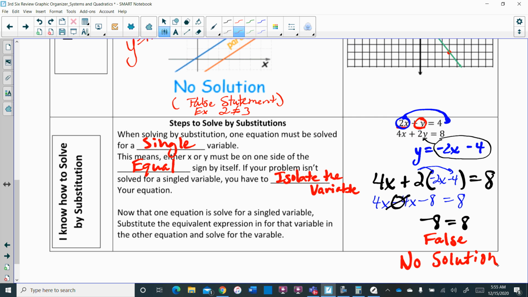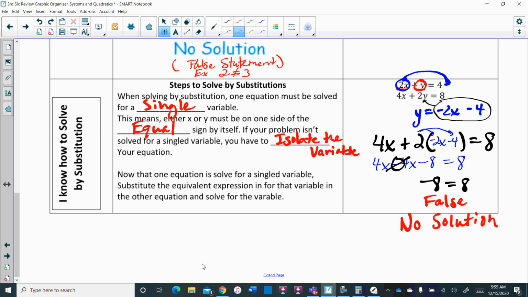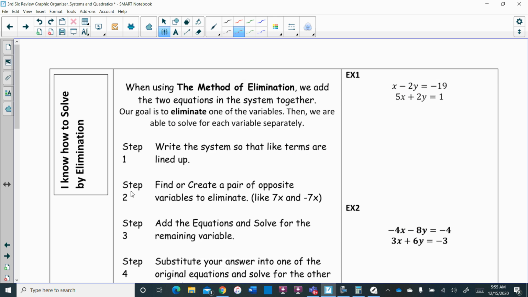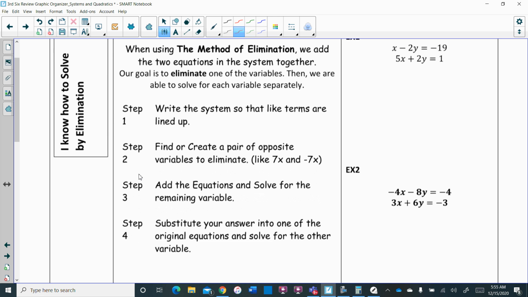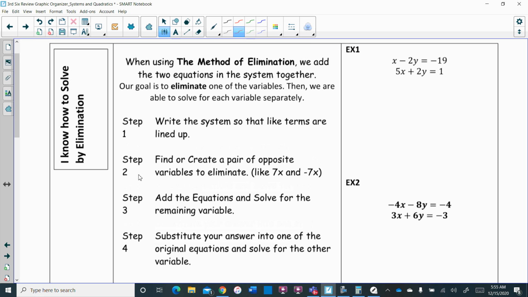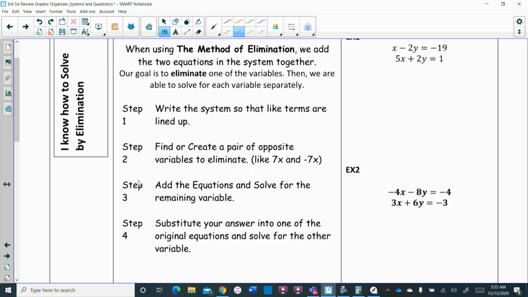All right. And then the last method I want to talk about before I go back to what we just addressed, let's just talk about systems and then we'll go into inequalities, is using elimination. With elimination, this is when we're going to add two equations to eliminate one of the variables. And you have some steps here to refer to, to help you.